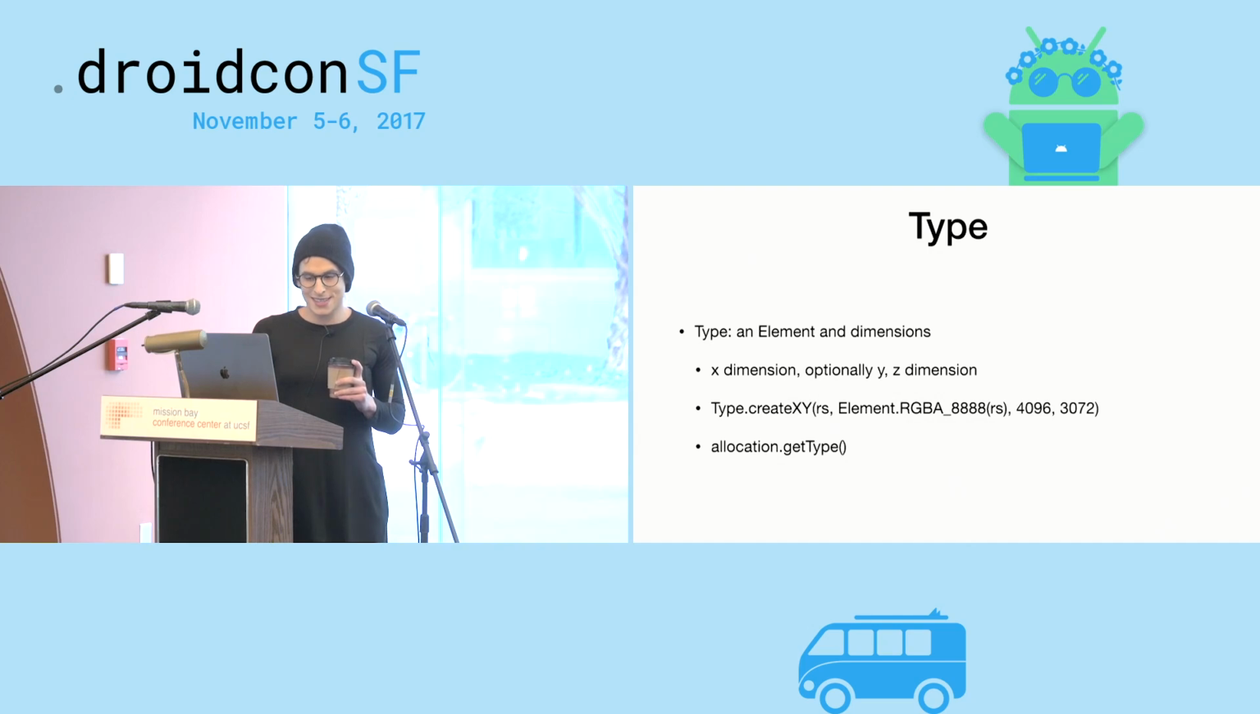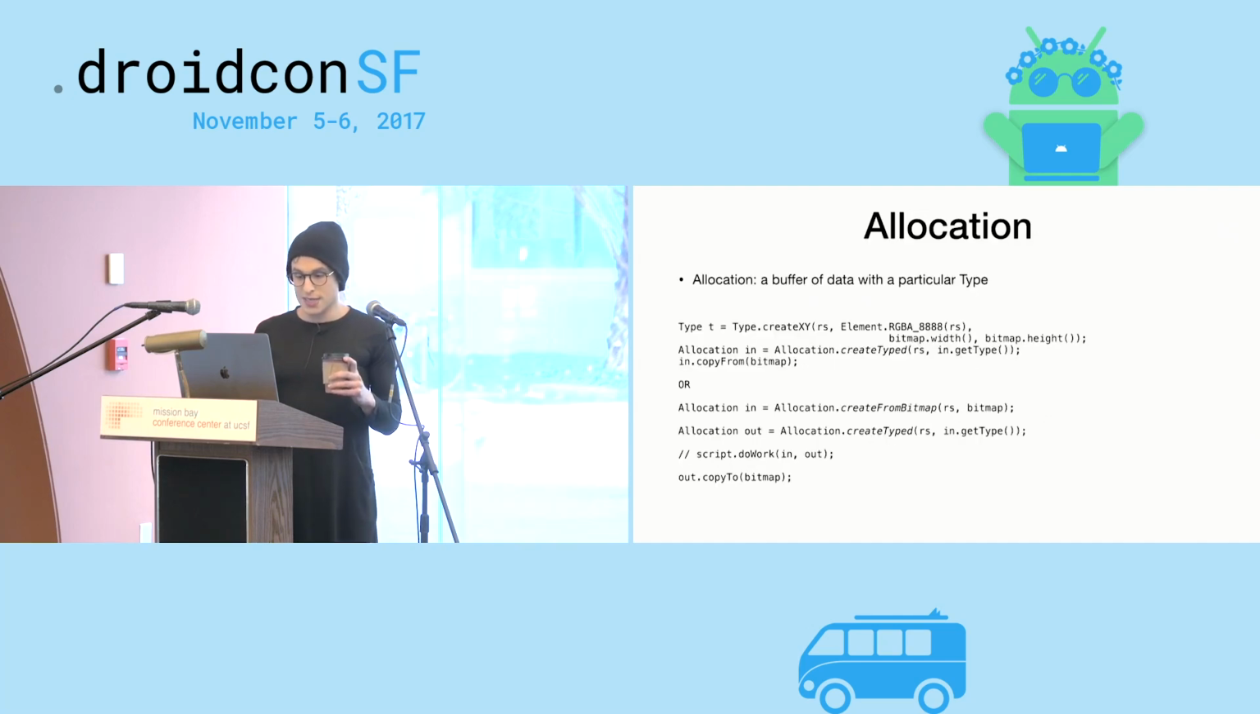A type is the next thing. A type has an element. It describes an allocation. You're going to end up associating this with a raw buffer, and eventually we're going to create an allocation, and an allocation has a type. So I'm going to create this type. This is the type of the bitmap that we were talking about earlier. It's going to be 4K RGBA 8888, and we're going to create an allocation with that type.